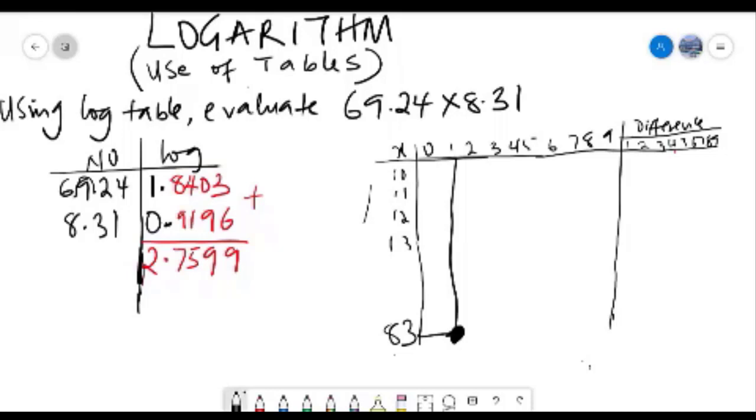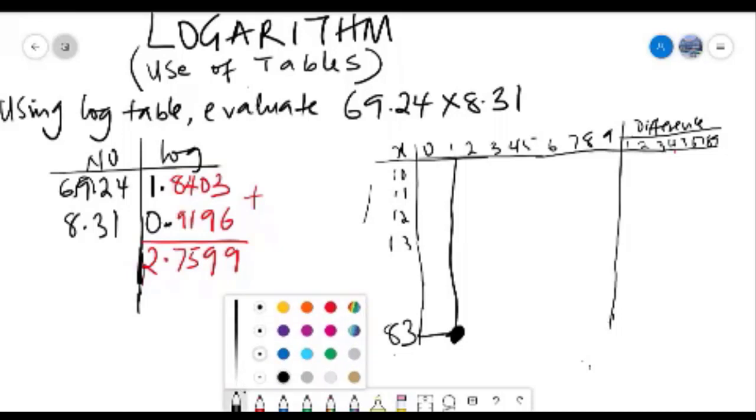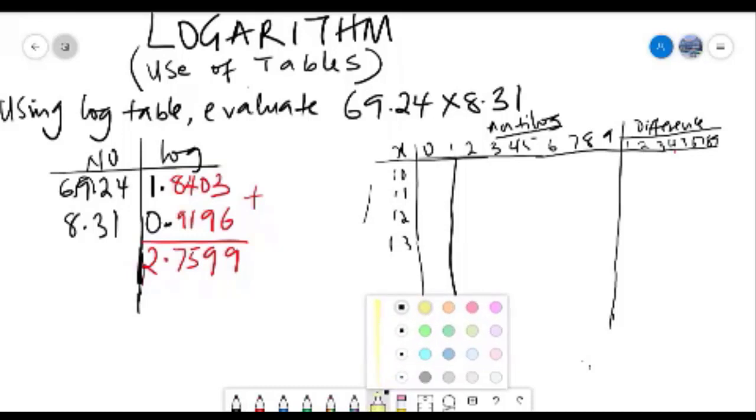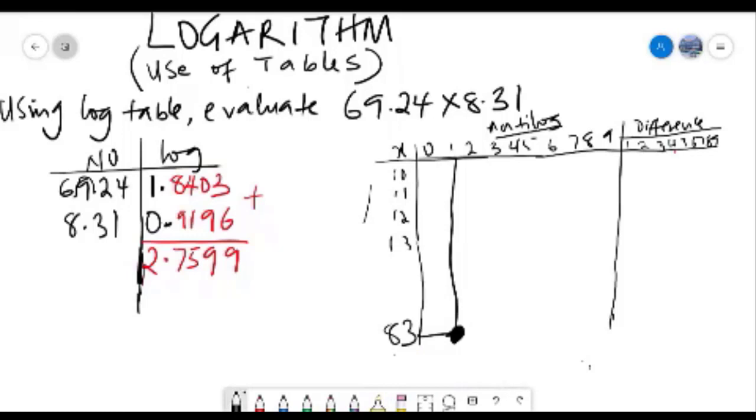So go back to your table. There's a place they wrote anti-log. Another table that looks like this, but what you have is anti-logarithm. Now when you're looking for your anti-logarithm, you must treat these two here, which I've highlighted, as if they don't exist.